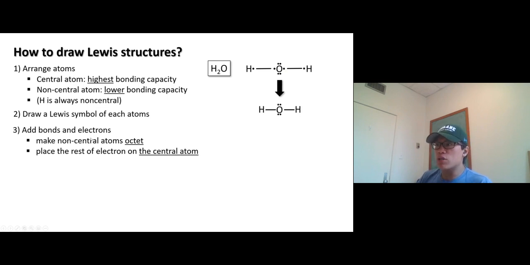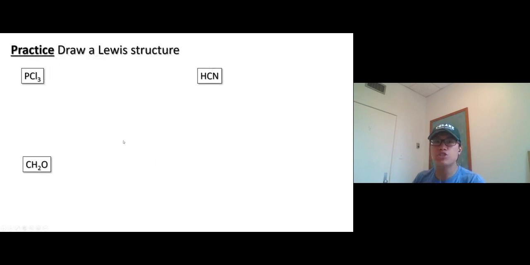And if there are electrons left, we place the rest on the central atom. Now the central atom needs to be able to hold a lot of electrons. Okay, all right. So practice drawing Lewis structures right here. I want you to pause the video and let's just try this.